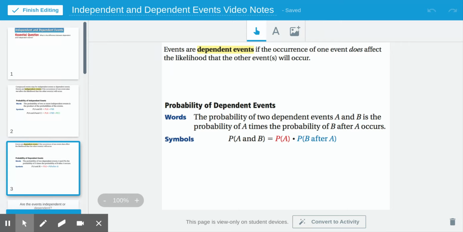Pretty much anytime you're taking more than one thing out at a time, whether it's a bag of marbles or a deck of cards or something like that, whatever happens the first time, if it affects the second thing, then that would be dependent. And so when we find the probability, it's going to be similar, except for this part right here, you need to adjust the second probability to reflect what happened the first time. We'll go through that in a little bit and you'll see some examples.